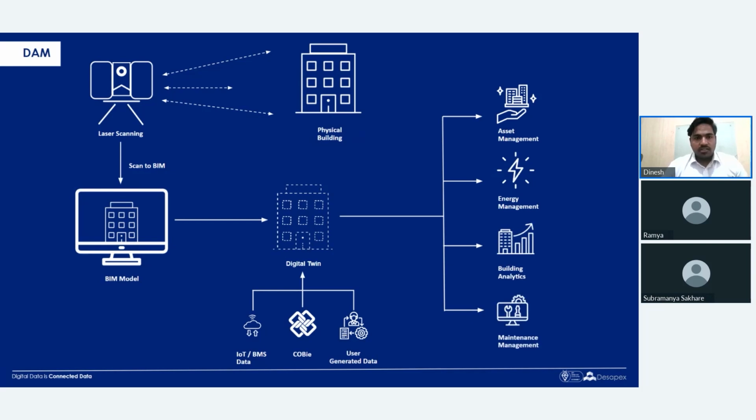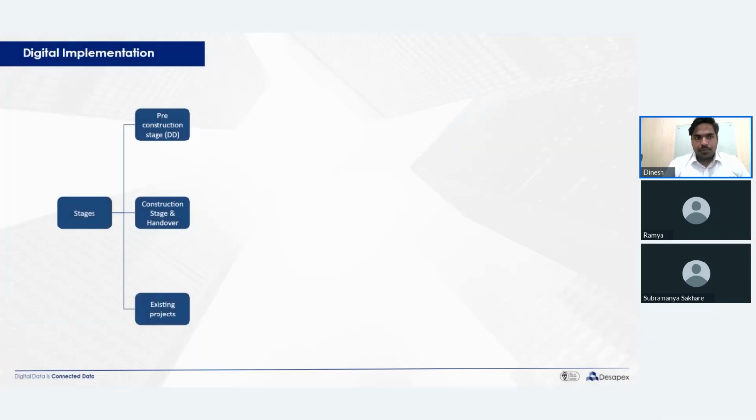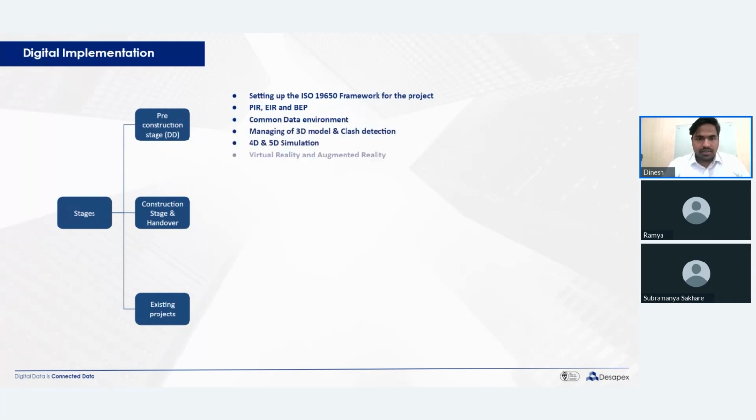These are the three verticals, and then you have a lot of other parts in each vertical that we provide services. So this is the digital implementation framework that I was talking about as per ISO 19650. I would bifurcate it into three stages.